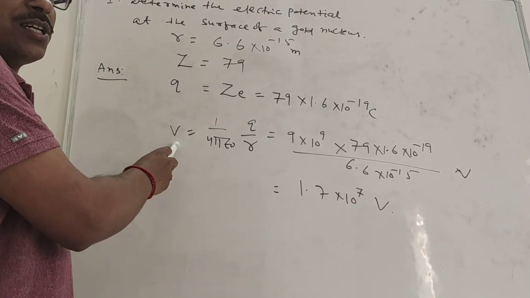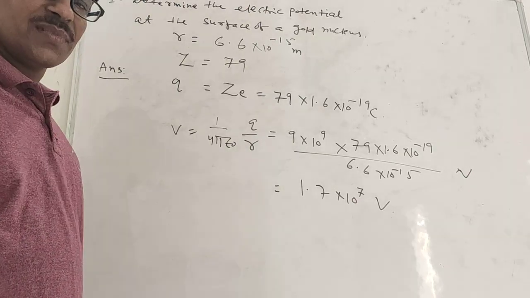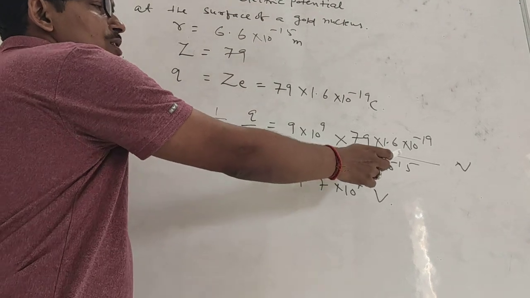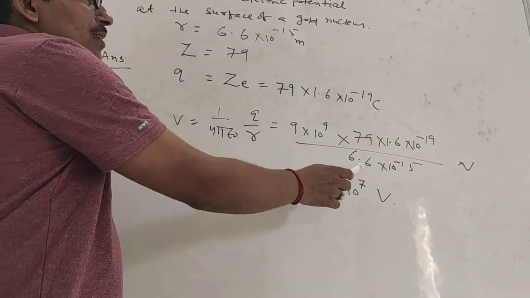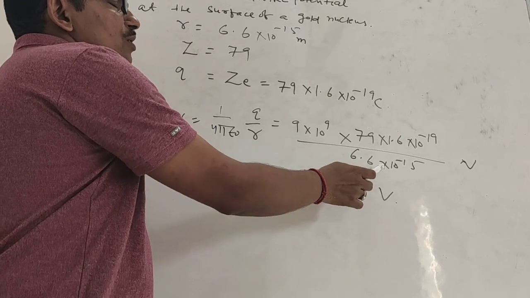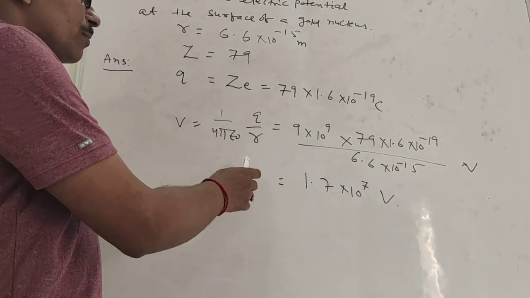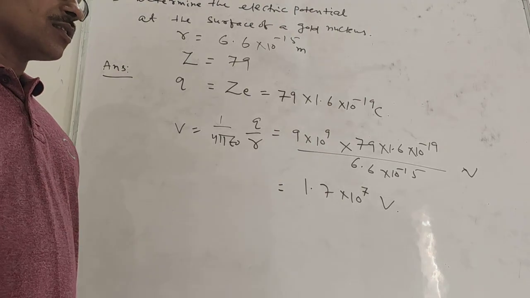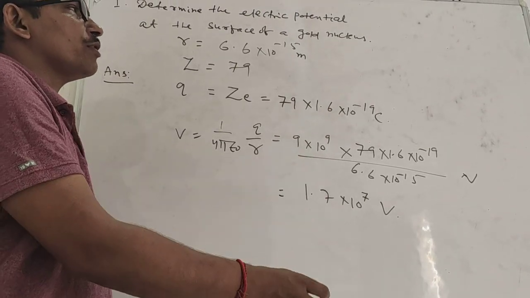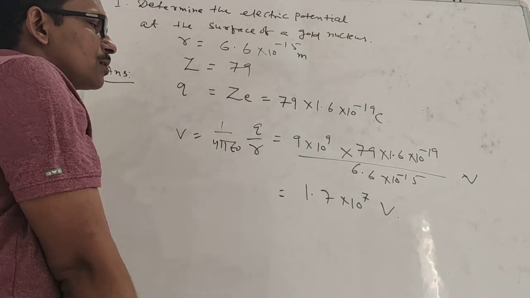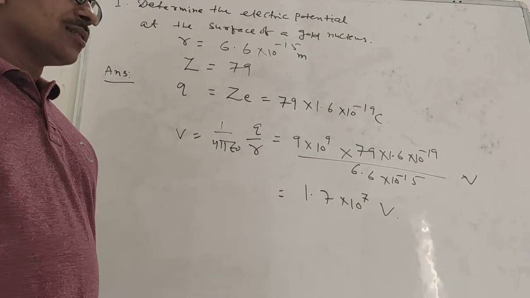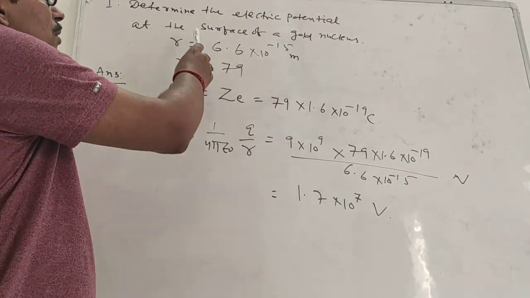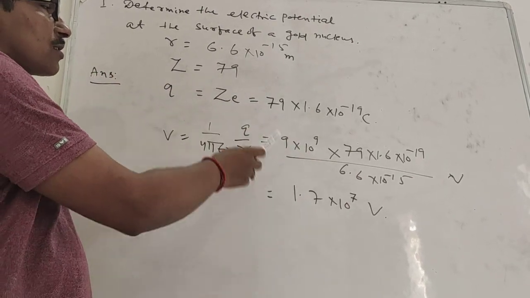Now for a point charge, V equal to 1 by 4 pi epsilon naught Q by R, and the value of 1 by 4 pi epsilon naught is 9 into 10 to the 9, and the charge is 79 into 1.6 into 10 to the minus 19 divided by the radius of the nucleus, that is 6.6 into 10 to the minus 15. So after calculation you will get 1.67 into 10 to the power 7 volt. The SI unit, because all are expressed in SI units. This is in meter, this is in coulomb. So we have got the unit volt. So this is the potential at the surface of a gold nucleus.